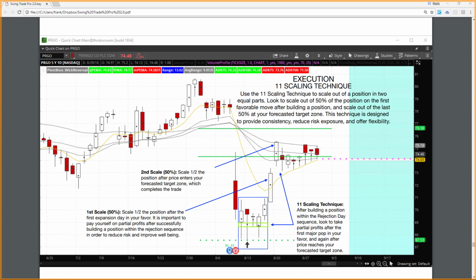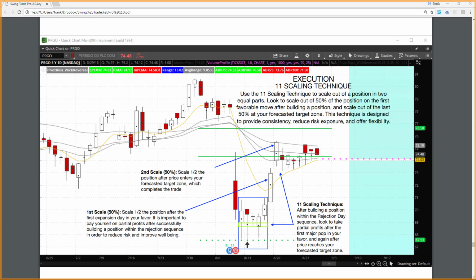So the first scale for me came on this day. Price pops up and rallies. I take profits. So I scaled half the position after the first expansion day in my favor. It is important to pay yourself on partial profits after successfully building a position within the rejection sequence in order to reduce risk and improve your mental well-being. So again, you've got to take those profits.